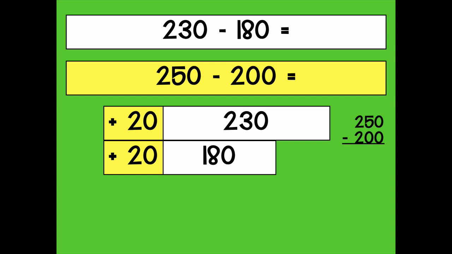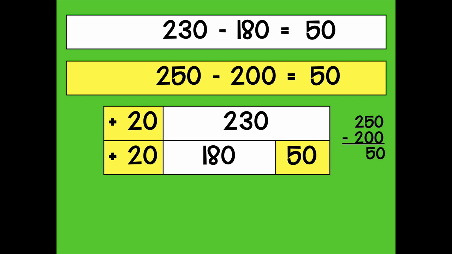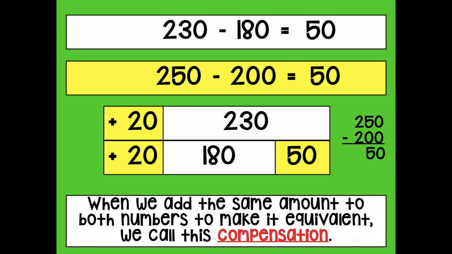So pretty easily I could subtract in the ones place. 0 minus 0 is 0. 5 minus 0 in the tens place is just 5. And 2 minus 2 in the hundreds is 0. So the answer is 50. Now, I know that even though these problems have different numbers, I added the same to both. That means that these are both going to have the same difference. So 250 minus 200 equals 50. Well, 230 minus 180 also equals 50.